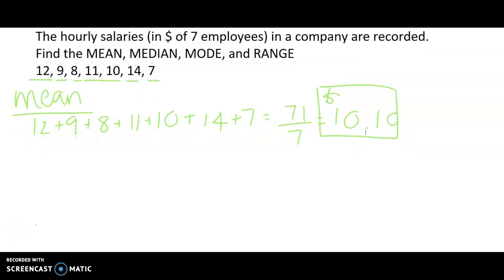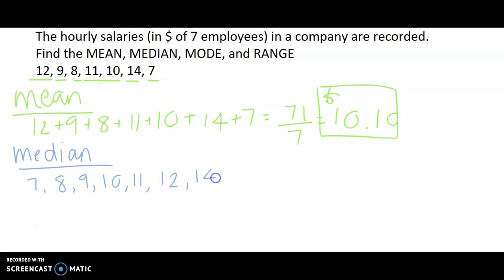All right, let's go ahead and find the median. The median means the middle number, so we're going to list them from smallest to largest. Our smallest number is 7, then 8, 9, 10, 11, 12, and 14. Now I have to find that middle number. Let's cross off 1 at the beginning and end, 2 at the beginning and end, 3 at the beginning and end. And that leaves us with 1 number. Because there's only 1 number, we don't have to find an average. You don't have to do anything.